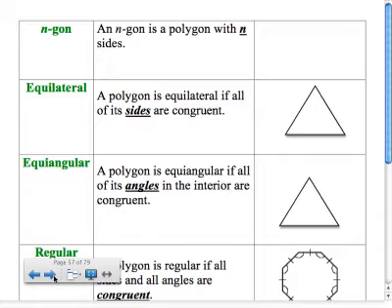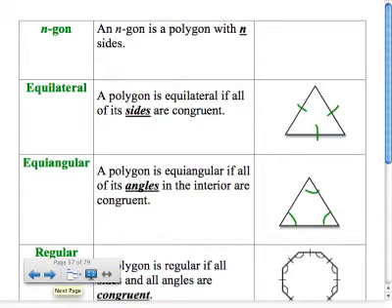An n-gon is a polygon with n sides, so if I tell you that you have a 12-gon, it's got 12 sides. A 15-gon has 15 sides. Equilateral means that it's a polygon in which all of the sides are congruent. We can look at an equilateral triangle, and remember the way that we mark this diagram to show it's equilateral is like that, so we know all of those sides are congruent. Equiangular is about what you'd expect, and that means that all of your angles are congruent. So we would mark it like this.